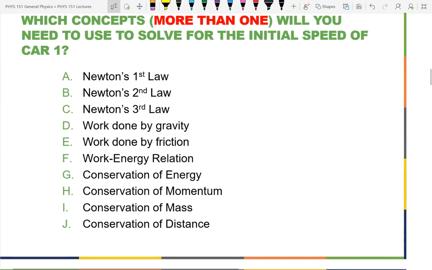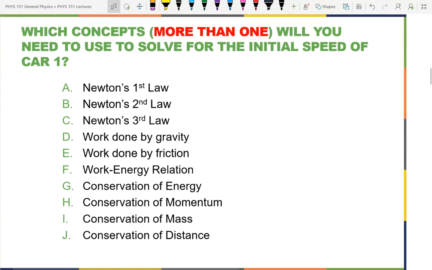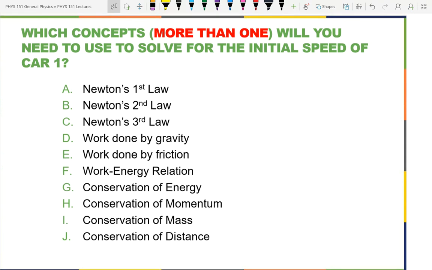Next question, which concepts, and there are more than one involved, do you need to use to solve for the initial speed of car 1? We're going to have a whole bunch of people who answer on this one. So this one's multiple answers, so you put in all the ones that you believe are correct, and then you hit enter.